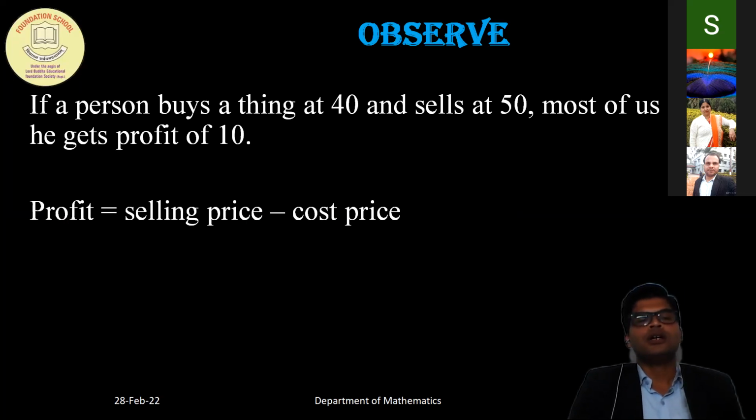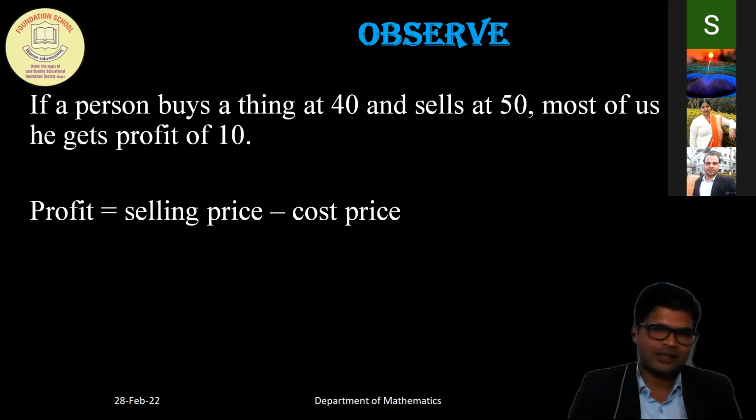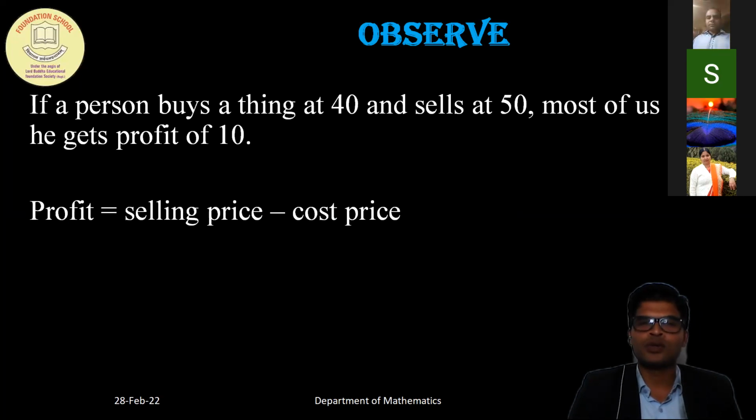So the next thing is, I want to ask you, if a person buys a thing at 40 rupees and sells the same thing at 50 rupees, most of us know that he gets a profit of 10. We didn't do any calculation. We didn't use a mathematical formula, but we said in a few seconds that he made a profit of 10. How? We didn't apply here: profit is equal to selling price minus cost price.